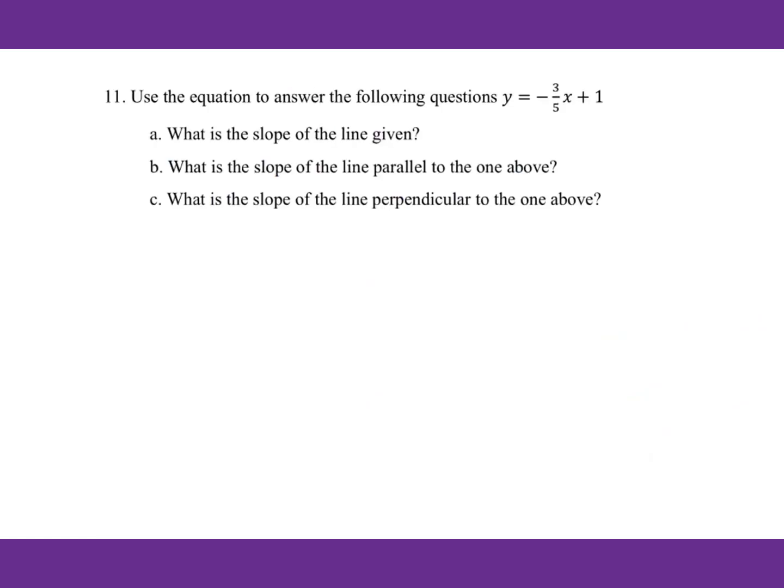For number 11, use this linear function to answer the following questions. What's the slope of the line given? We know y equals mx plus b. Therefore, the coefficient of x will be the slope. m equals negative 3 over 5. For b, what's the slope of a line parallel to the one above?